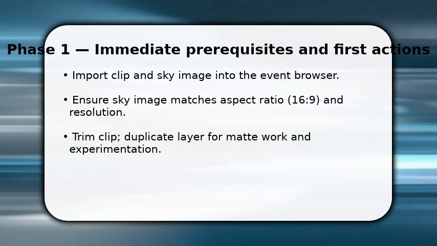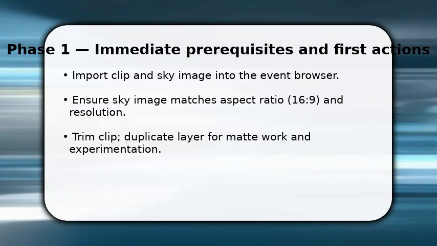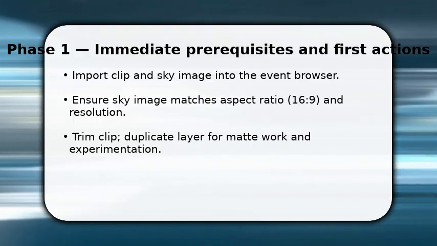You start by importing your footage and the new sky image. This is where precision matters. First, drag both into the timeline and place the sky image above the clip on a higher track so you can see layering behavior. Make sure the sky image matches resolution and frame size. If not, use the transform tool to scale to fill.